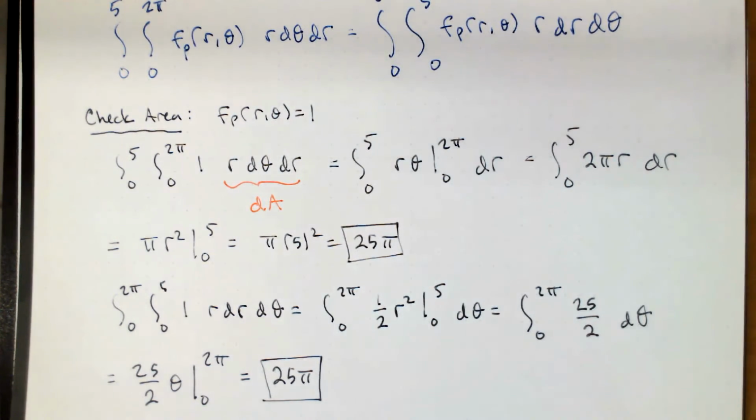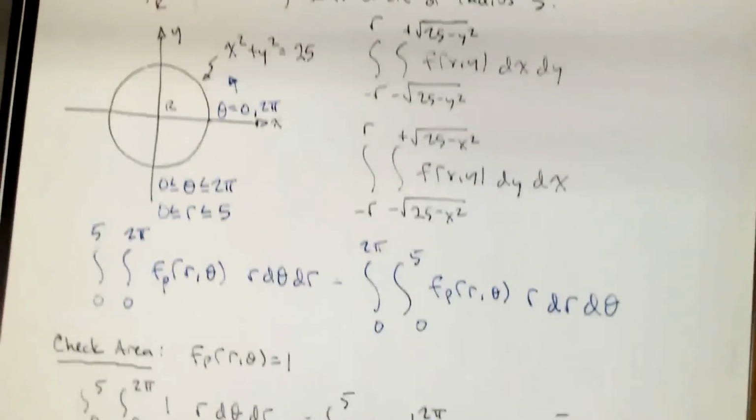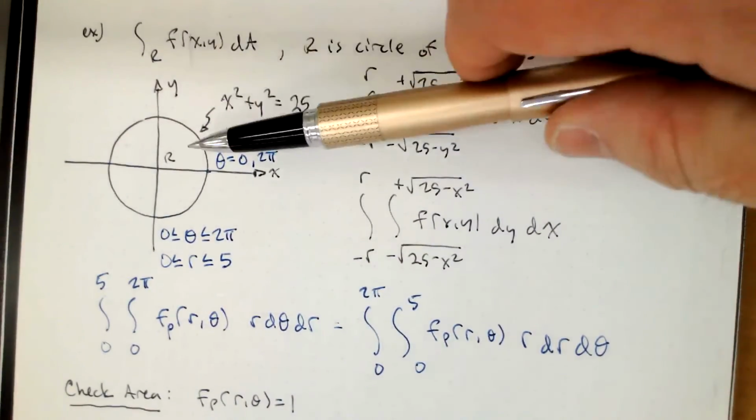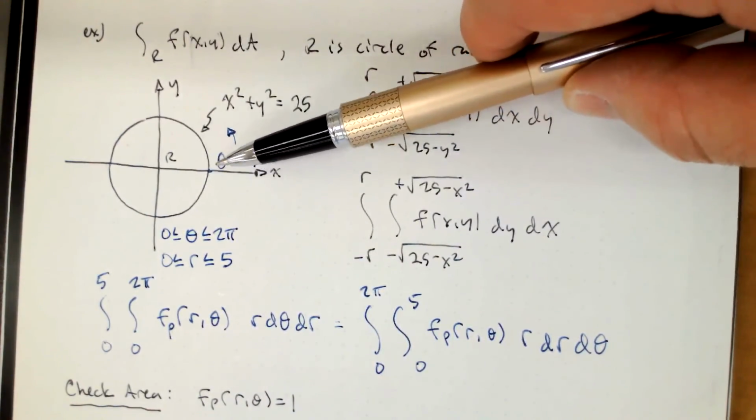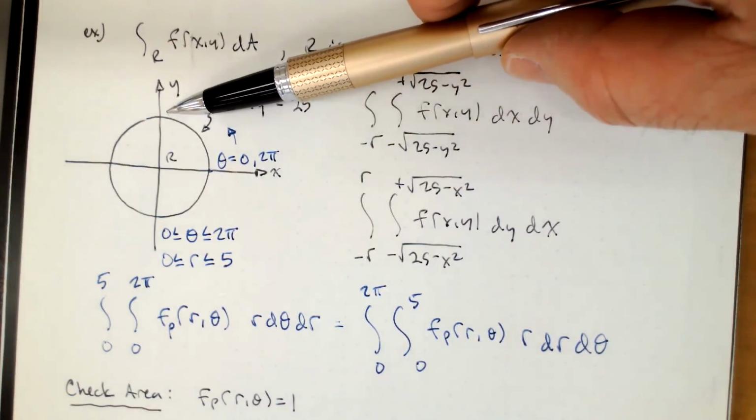All we have to do now is practice working with polar coordinates so that we can describe regions for integrals. Instead of saying what x is between and what y is between, we're going to say what r is between and what theta goes between. So for example, if I just wanted this quarter circle in the first quadrant, r goes from 0 to 5, and theta will go from 0 to pi over 2.